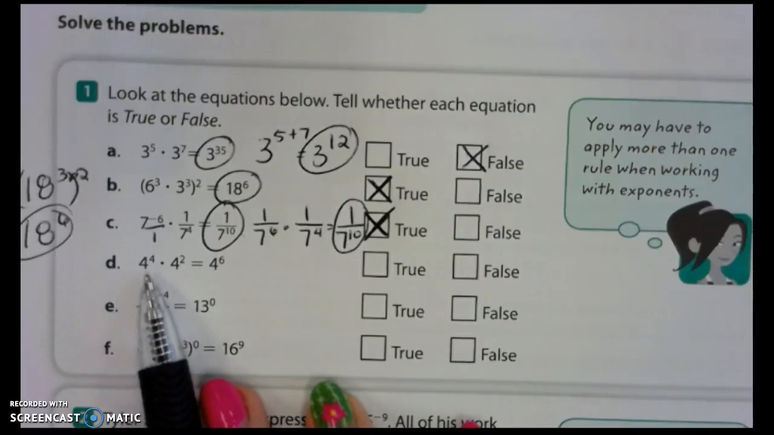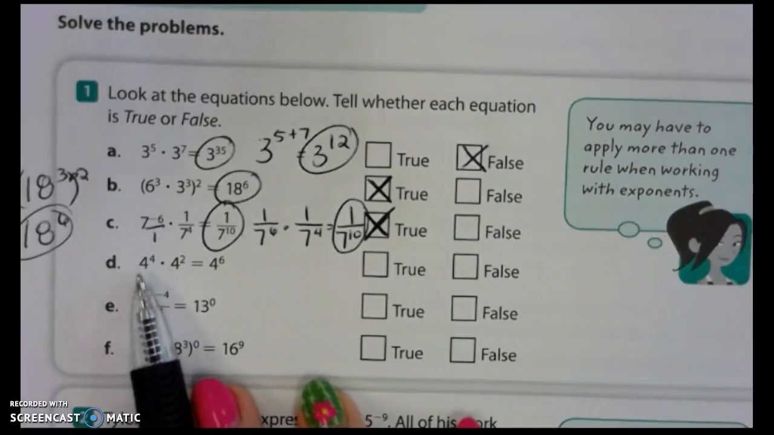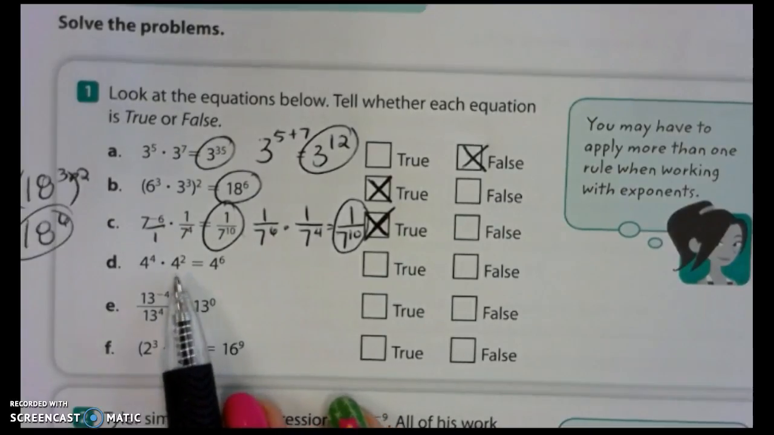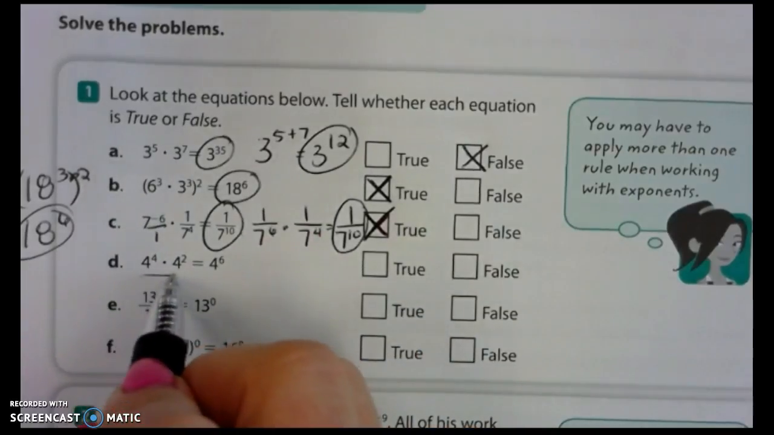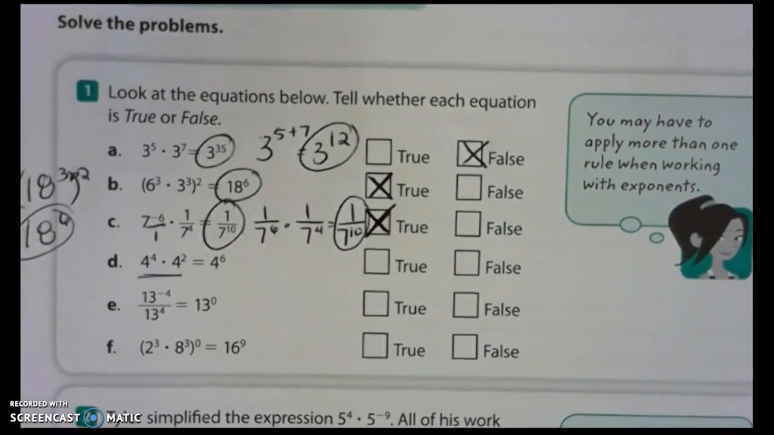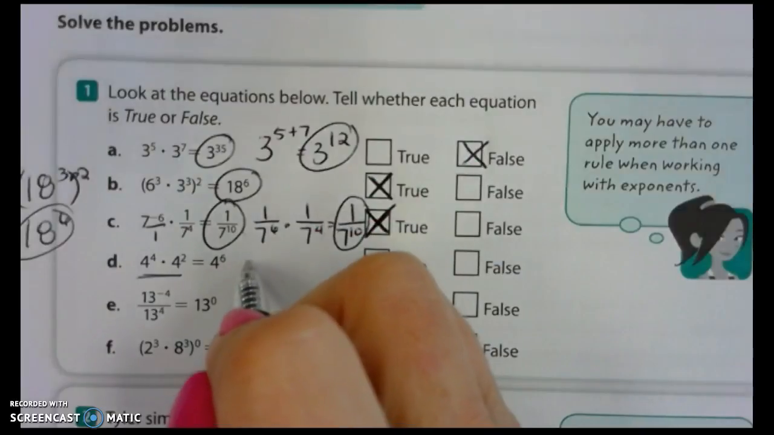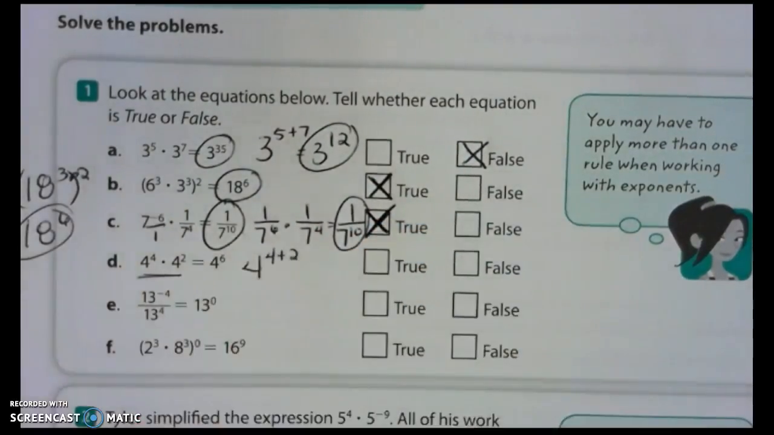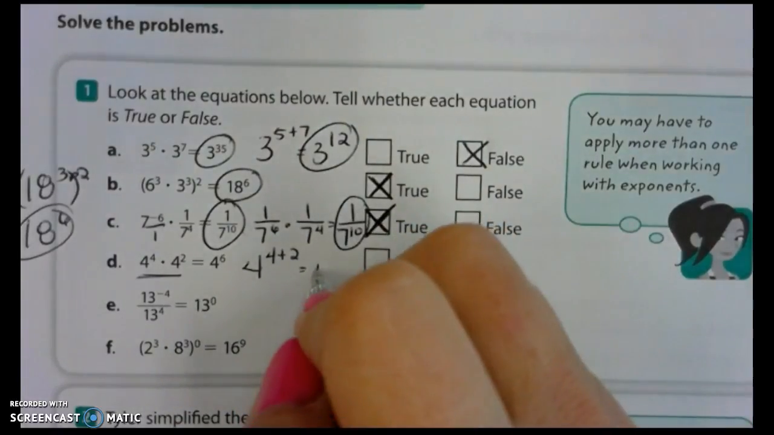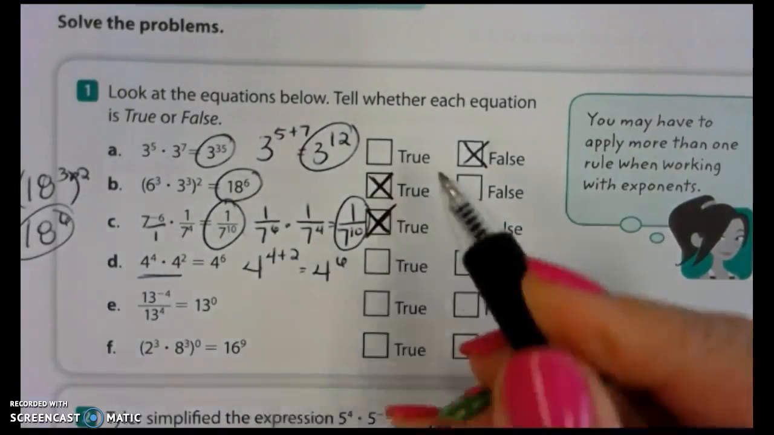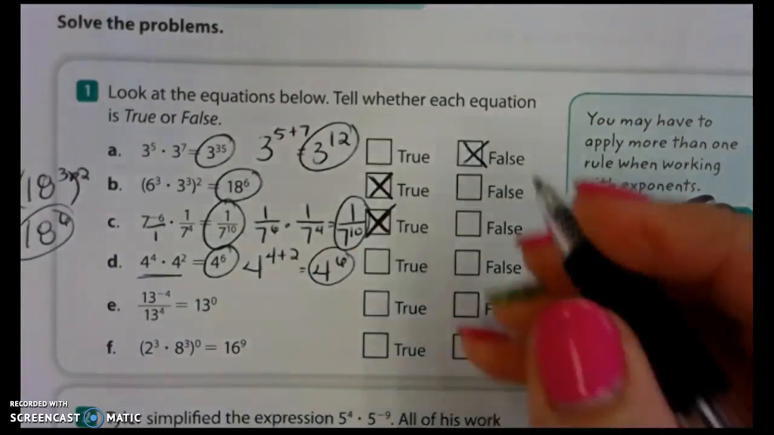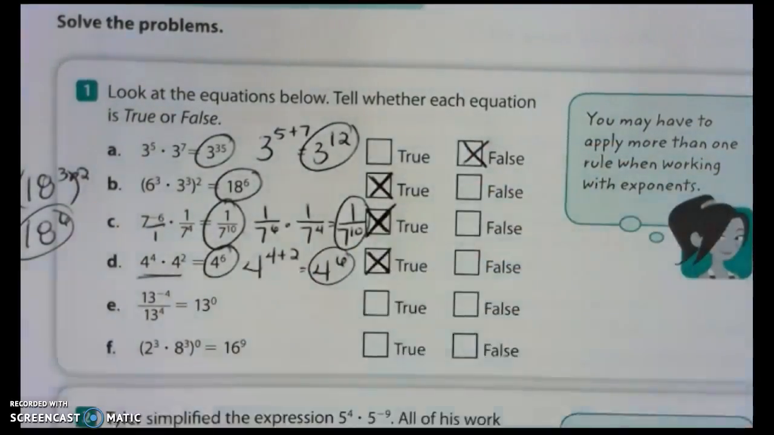On D, we've got 4 to the 4th times 4 squared is equal to 4 to the 6th. 4 to the 6th is already in simplest form, so we're going to use the product rule to combine 4 to the 4th and 4 squared. Product rule says keep the base, add the exponents. When you add 4 plus 2, you get 4 to the 6th. Since 4 to the 6th and 4 to the 6th is the same, we mark this one as true.